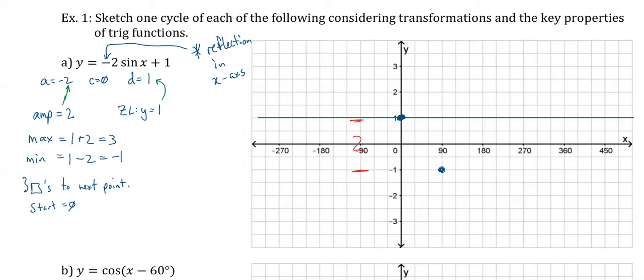3 more squares, sine goes back to the 0 line. 3 more squares, sine goes up to the maximum. The maximum is 3. 3 more squares back to the 0 line.